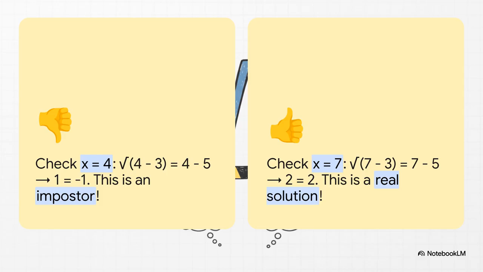Now for our other suspect, x equals 7. Plugging that in gives us the square root of 4, which is 2. And on the right, 7 minus 5 is also 2. It checks out perfectly. Case closed. The only real solution here is 7.